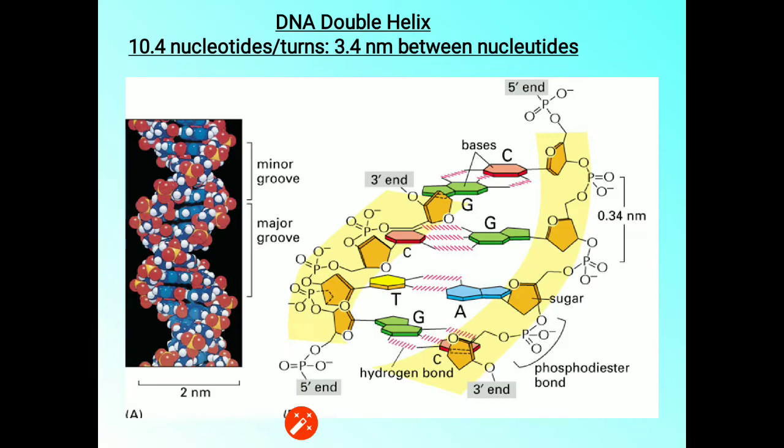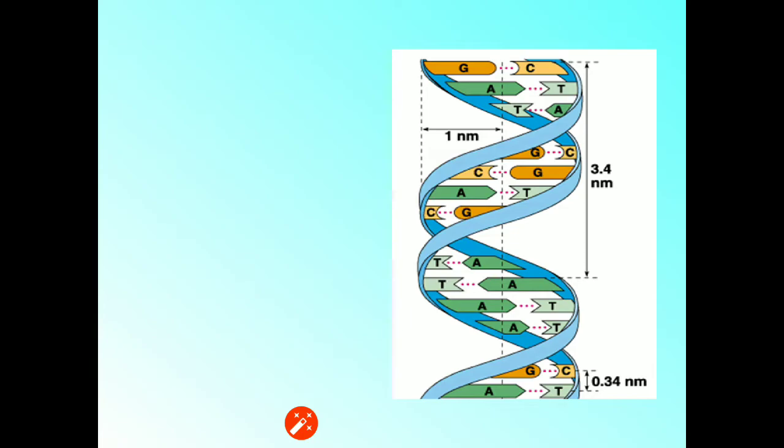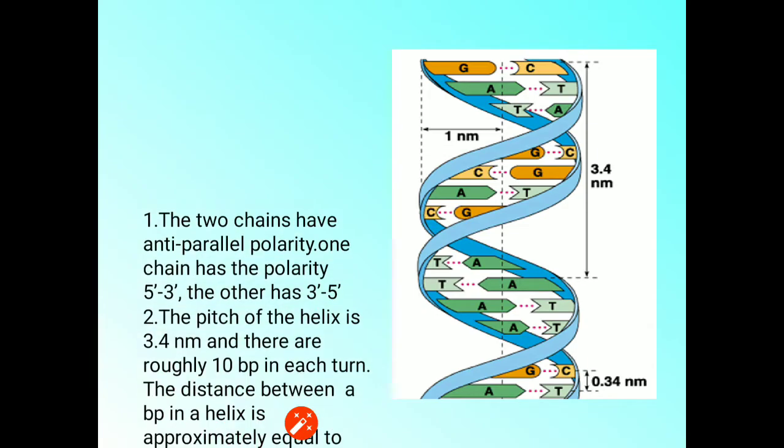Now about the basic structure, showing the minor groove and the major groove of the DNA strand. All the bonds that we have discussed already are shown in this image with the distances. You need to remember how far apart the bases are, or how far apart one turn is from another. All these distances you need to remember.